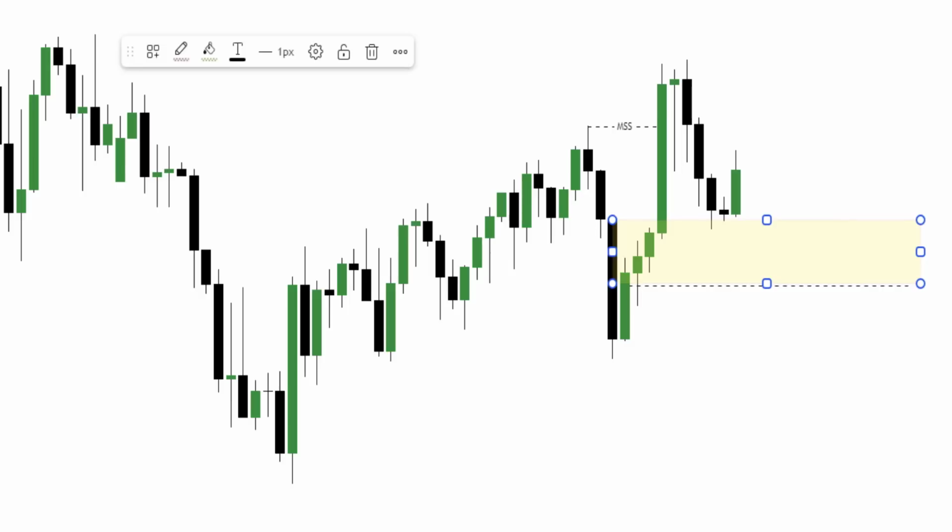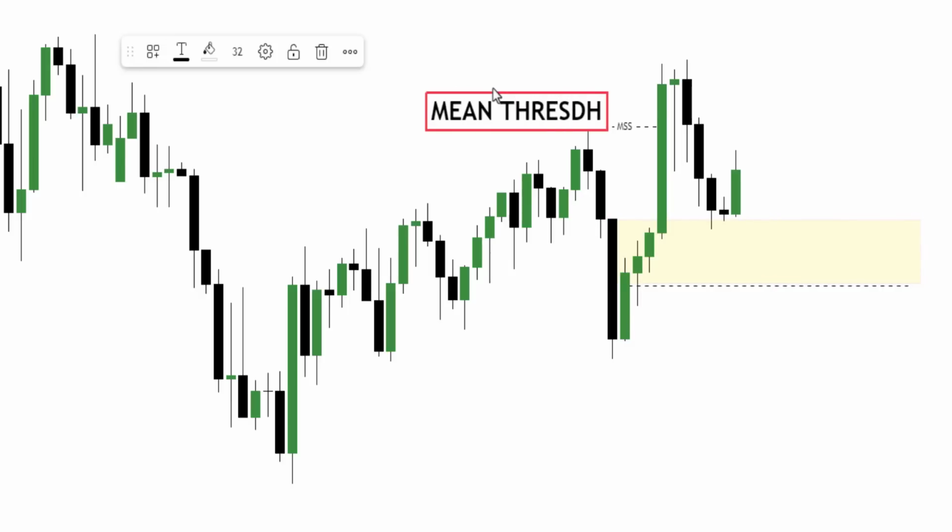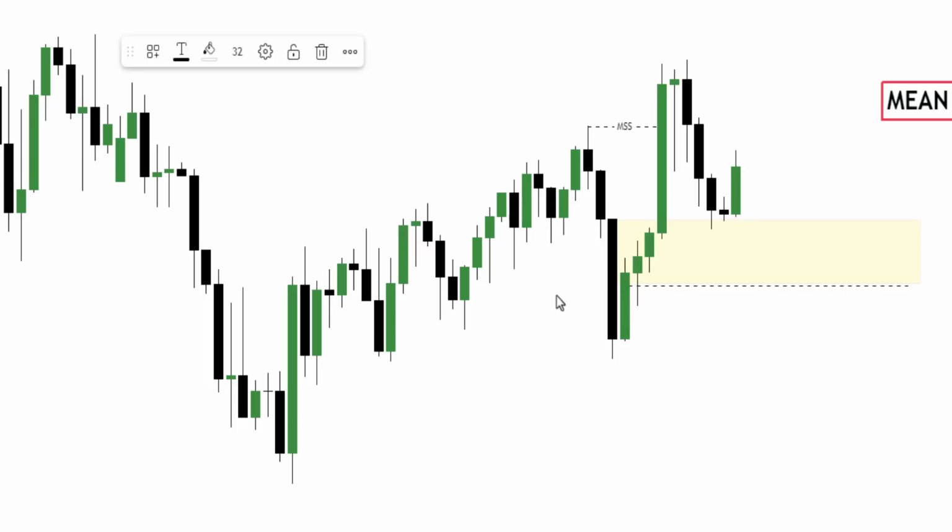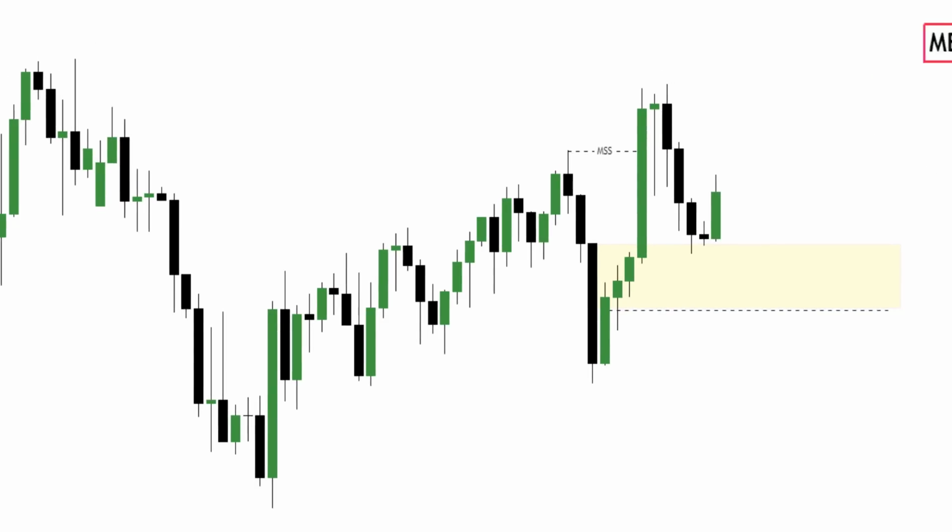I think some of you don't know what that means. It's called mean threshold. Is that how we spell threshold? Yes, I think so. Mean threshold. 50% of an order block, 50% of a fair value gap, is called consequent encroachment. But for an order block, it's called the mean threshold. So that is basically what I am seeing.